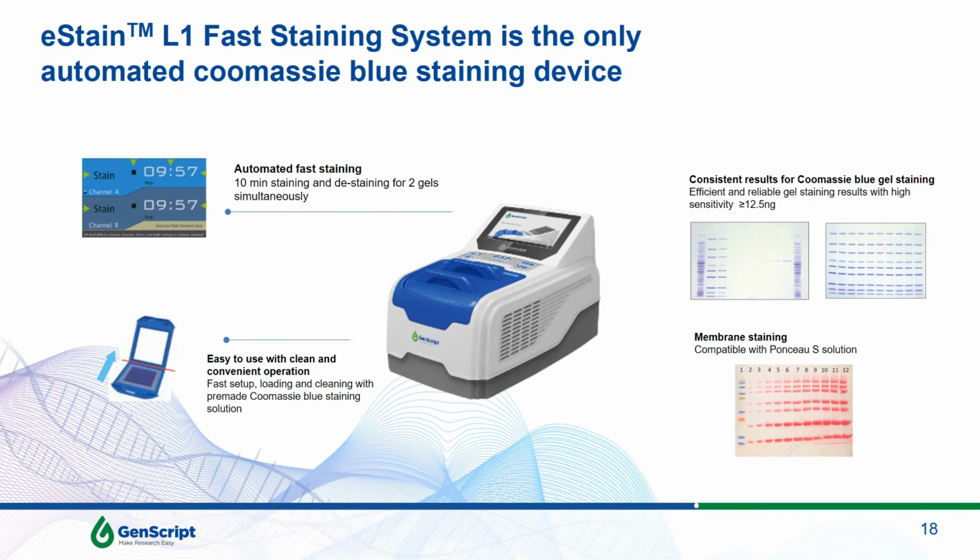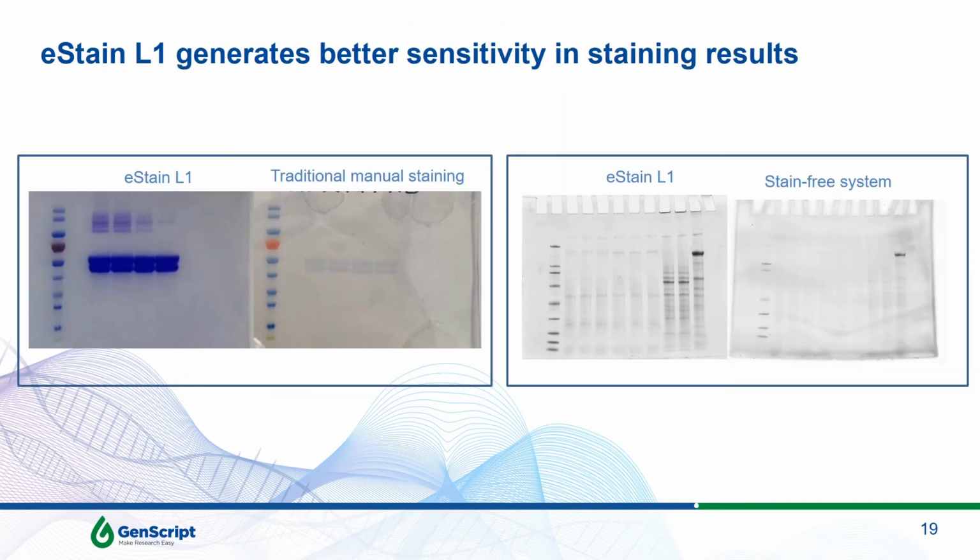In addition to its automation, fast speed, and convenience, eStain also generates consistent results with blue gel staining with high sensitivity as low as 12.5 nanograms. For researchers that do membrane staining, eStain can also support membrane staining function with the Ponceau S solution. Here's more data showing comparison between eStain results and other common methods. eStain generates better sensitivity than both traditional manual staining and the stain-free system.